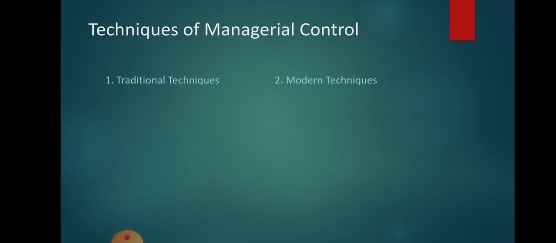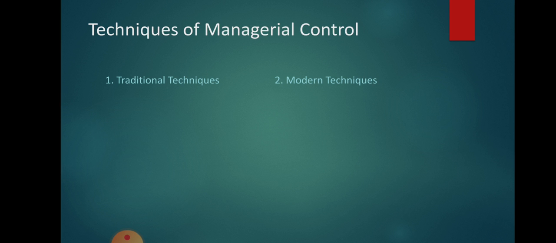And in today's class, I am going to discuss techniques of managerial control. In previous classes, we have discussed the important function of management, that is controlling: its meaning, definition, importance, right? Then we also discussed in detail the controlling process. Controlling is the most essential function of any organization. Without controlling, execution becomes very much impossible, right?